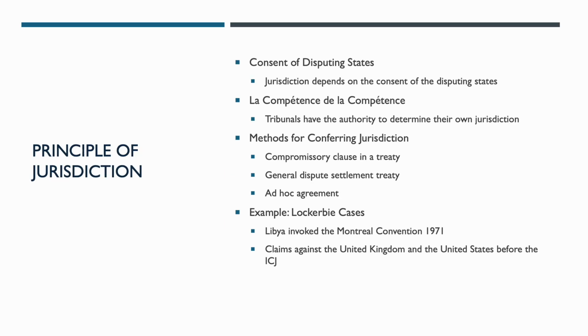Jurisdictions depends on the consent of the disputing states. This principle, known as compétence de la compétence, allows tribunals to determine their own jurisdictions. The methods for conferring jurisdiction vary and may include a compromissory clause in a treaty, a general dispute settlement treaty, or an ad hoc agreement. For example, in Lockerbie cases, Libya invoked the Montreal Conventions 1971 to bring claims against the United Kingdom and the United States before the International Court of Justice.